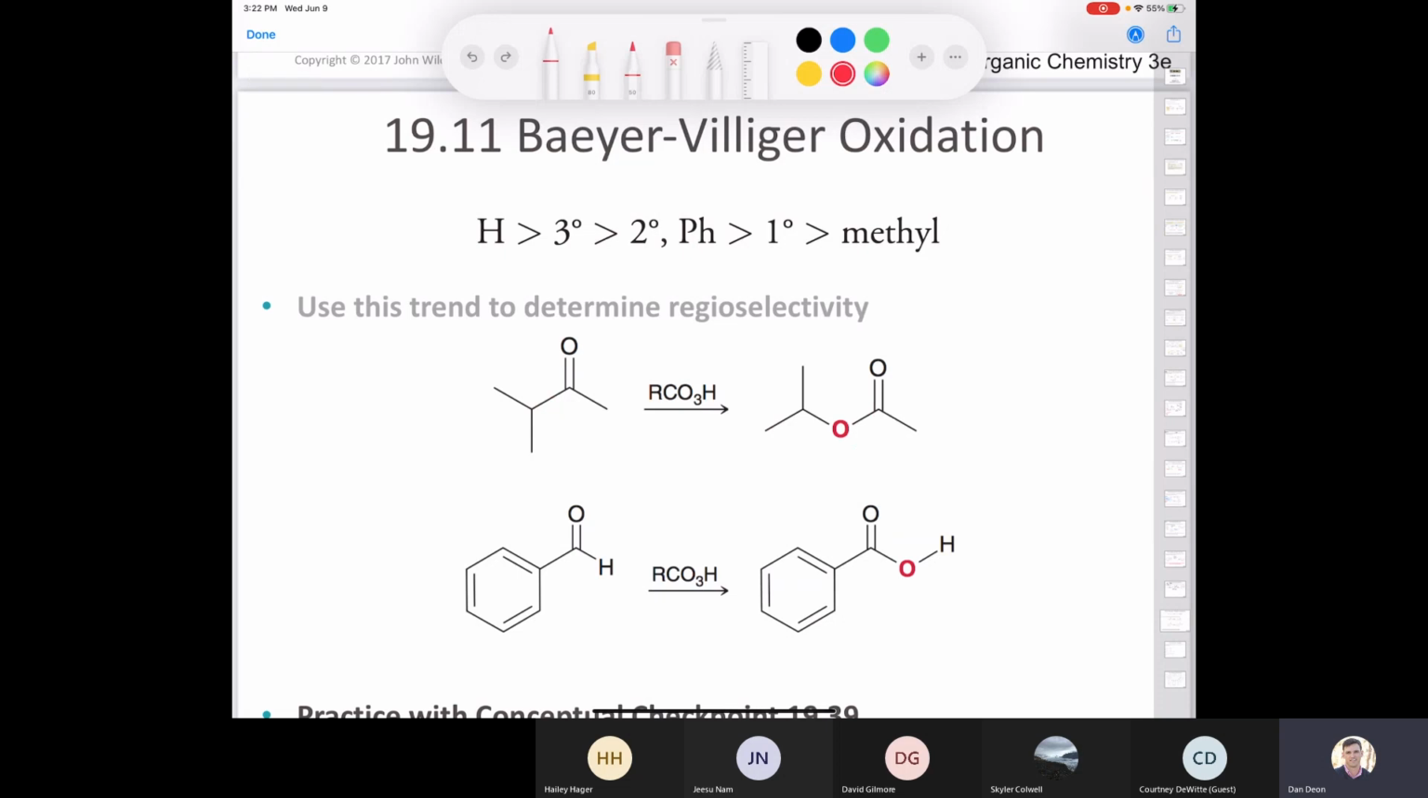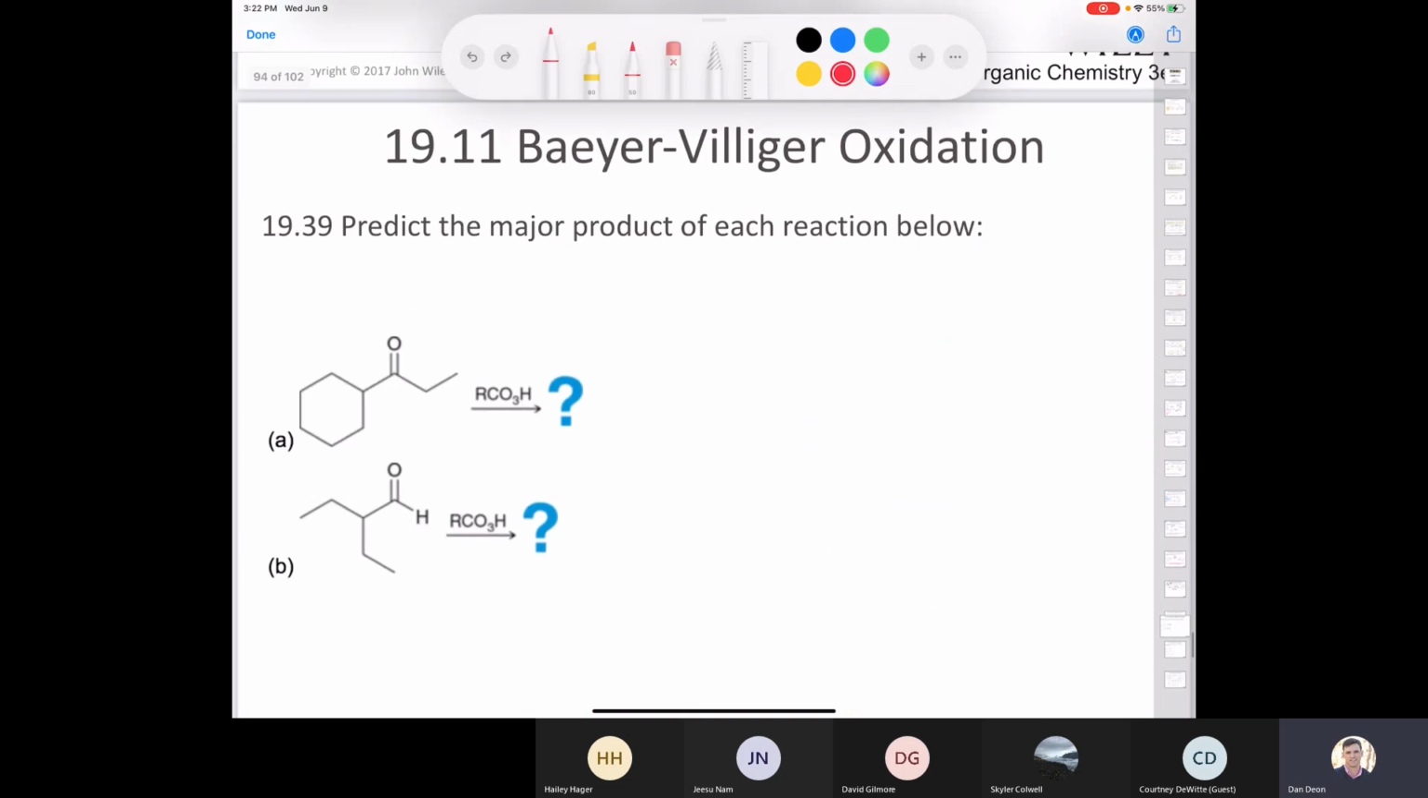If you have benzaldehyde, like here, well, hydrogen has the highest migratory aptitude, so you end up with benzoic acid. So just treatment with a peroxy acid. Now notice that it doesn't say MCPBA or anything like that. It just says a generic peroxy acid, and I think there's a variety of different peroxy acids that can be used.